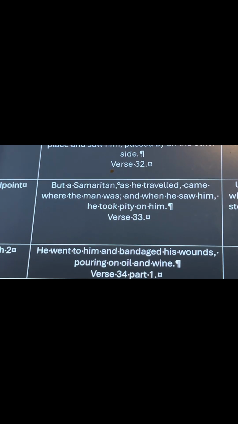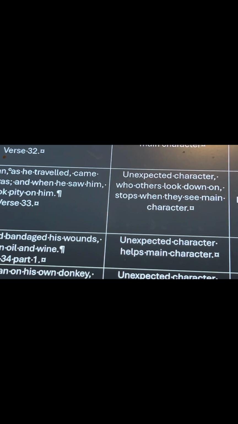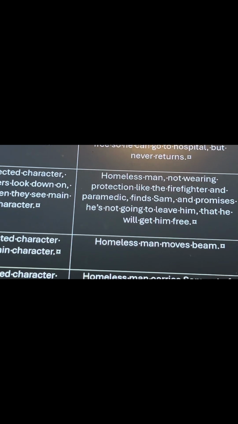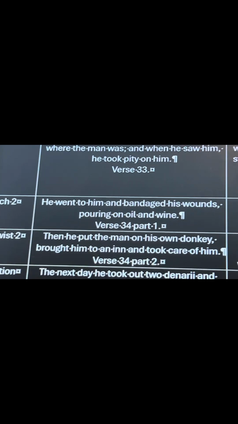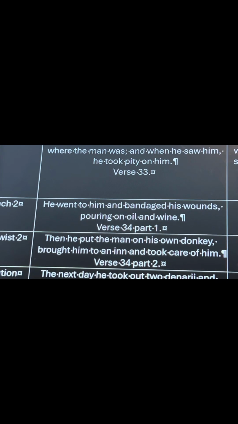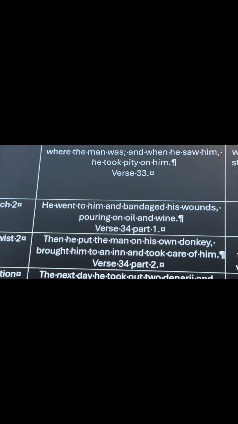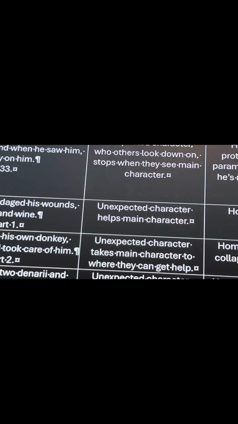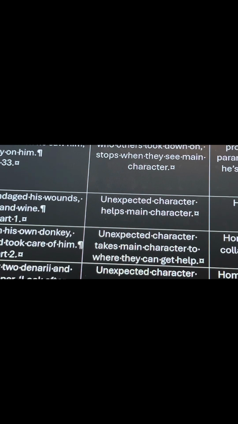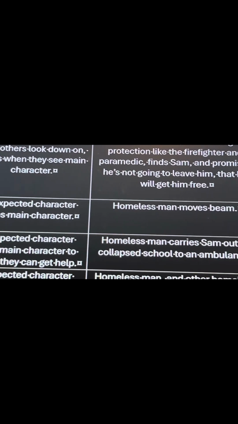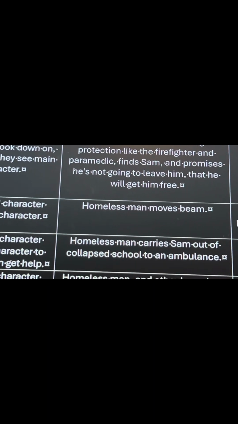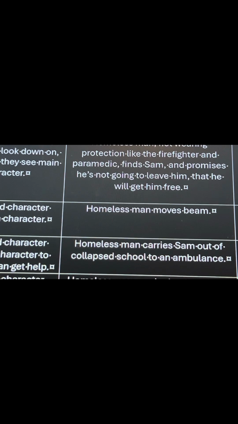Pinch 2. Bandages his wounds. The Good Samaritan bandages the Jewish man's. Unexpected character helps main character. Homeless man moves beam. So, plot twist 2. He puts man on his own donkey, brought him to an inn and took care of him. So, the everyday language is unexpected character takes main character to where they can get help. So the new story is homeless man carries Sam out of collapsed school to an ambulance.